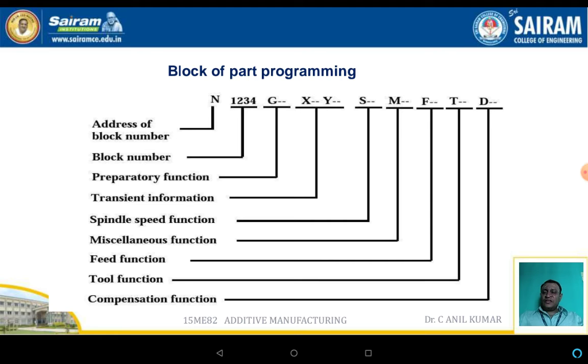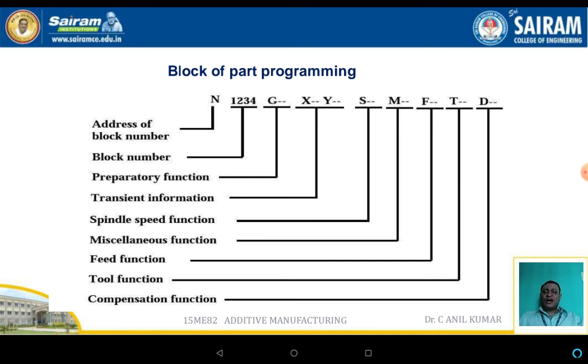In this slide, it is representing a block showing how the part program looks. The first one, N, is representing the address of the block. 1 2 3 4 is representing the block number. G is nothing but the preparatory function. XYZ is the translation information, S is the speed function, M is the miscellaneous function, and F is the feed function. T is the tool function and D is the compensation function.